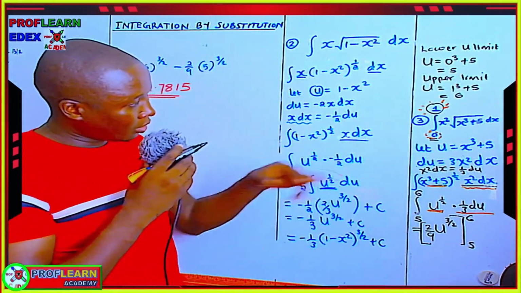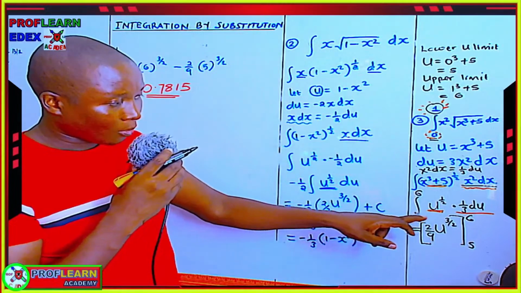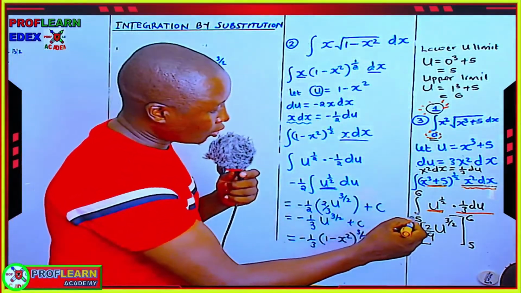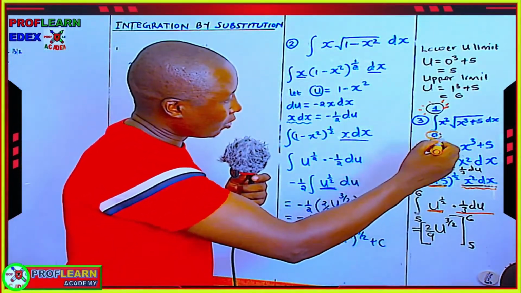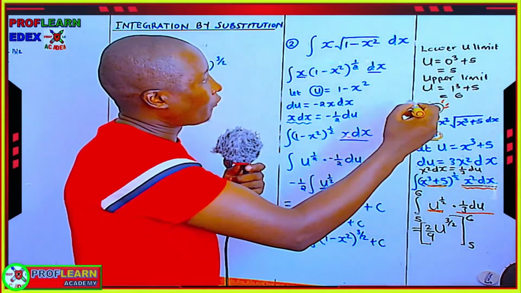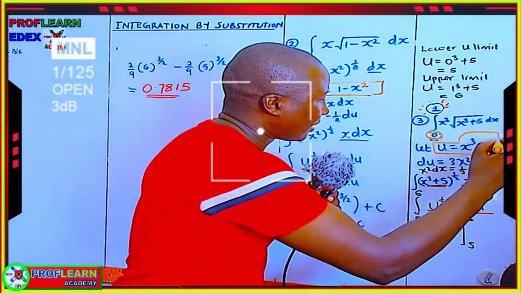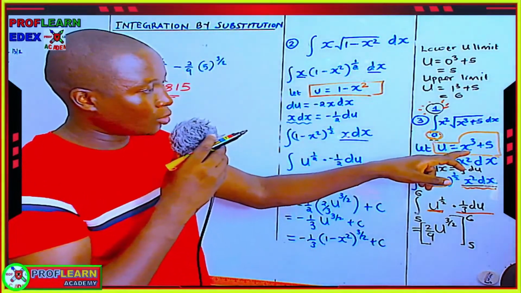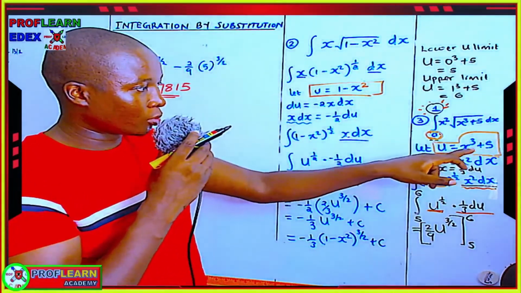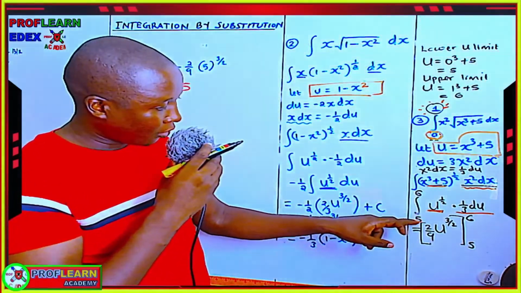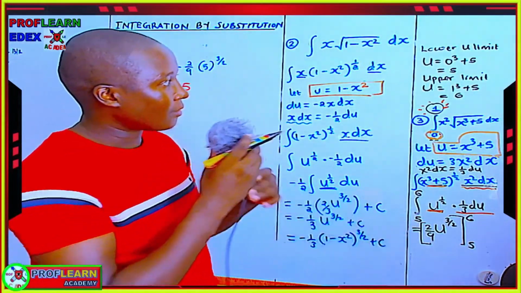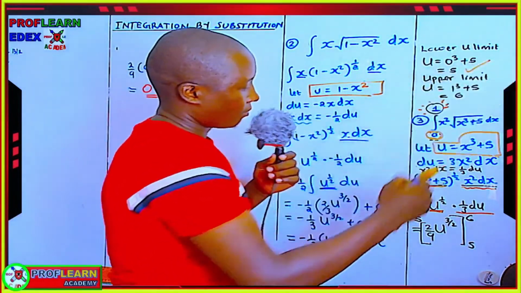So in order to get the lower limit with u now, you are going to replace 0 in the expression for u. In this expression, we are going to substitute 0 here. So it will be u equals 0 plus 5. Therefore, the lower limit for this is going to be 5.